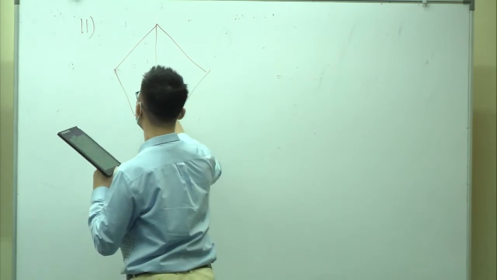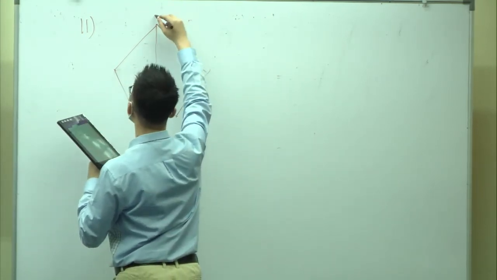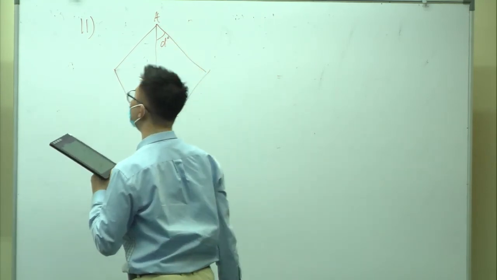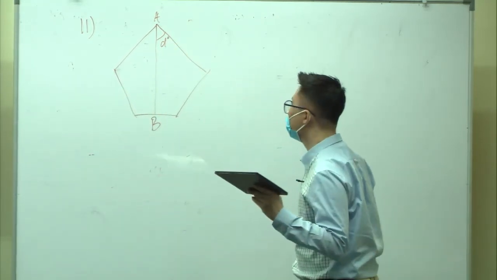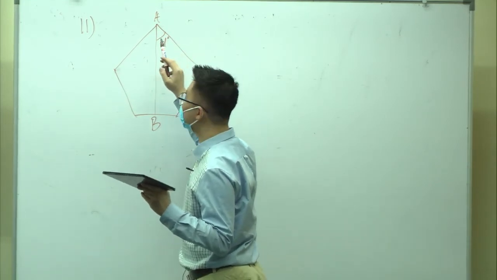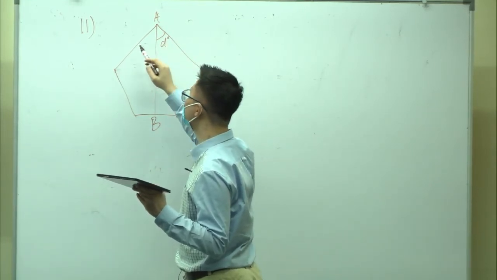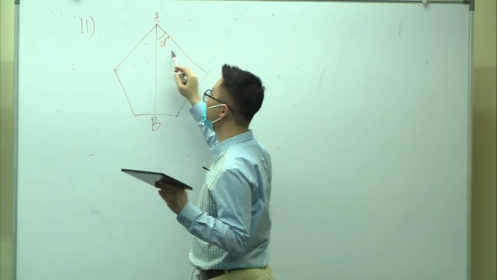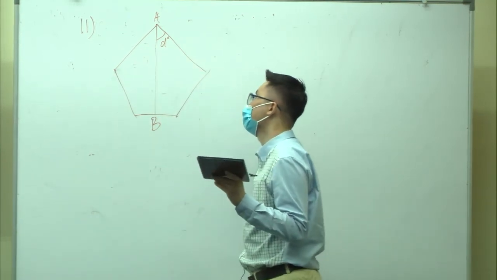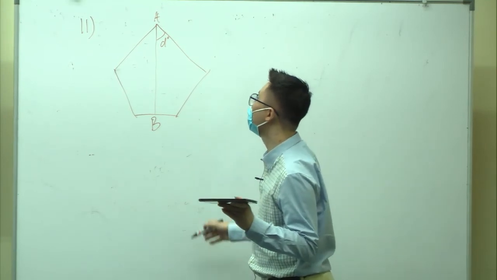Okay, this is B, this is A. After you find the interior angle for this pentagon, now you can find D, right? After you find the interior angle of the pentagon, you just divide by 2, and you get D. But the problem is, how do you find the interior angle of this pentagon?